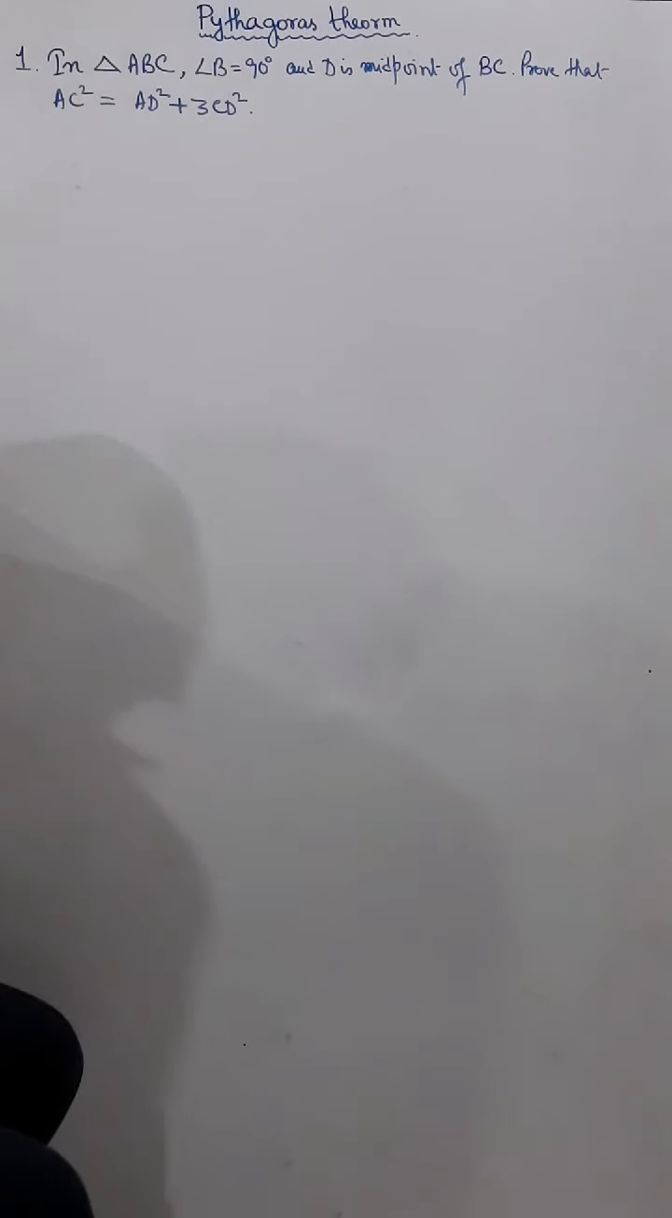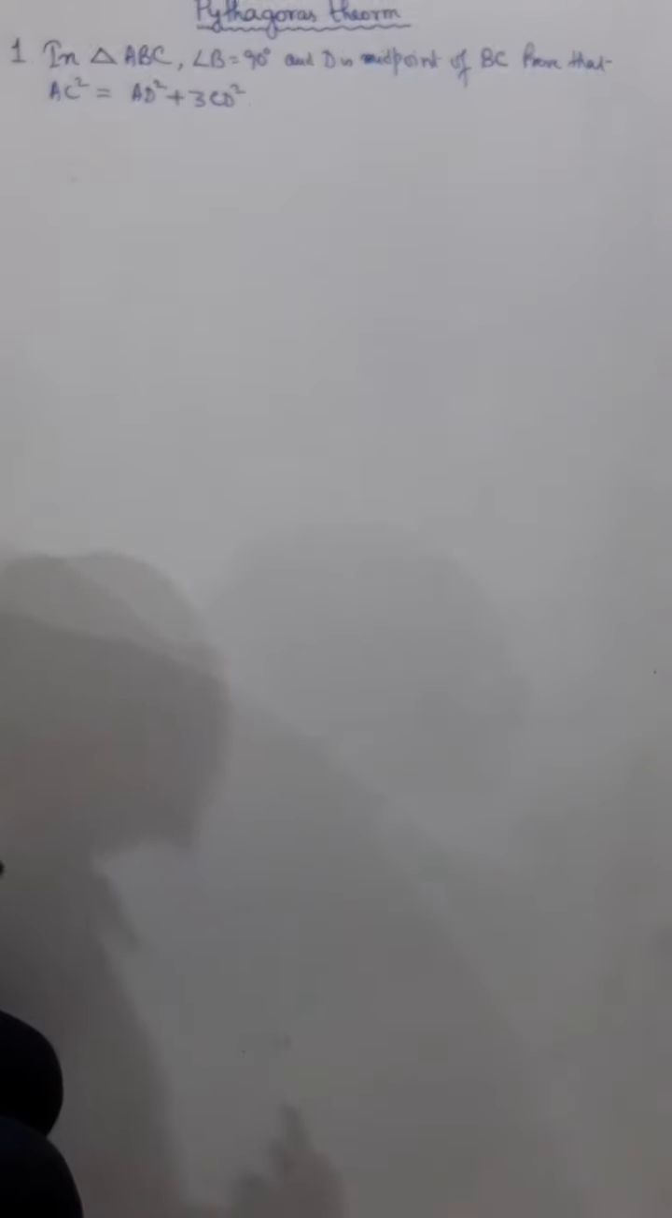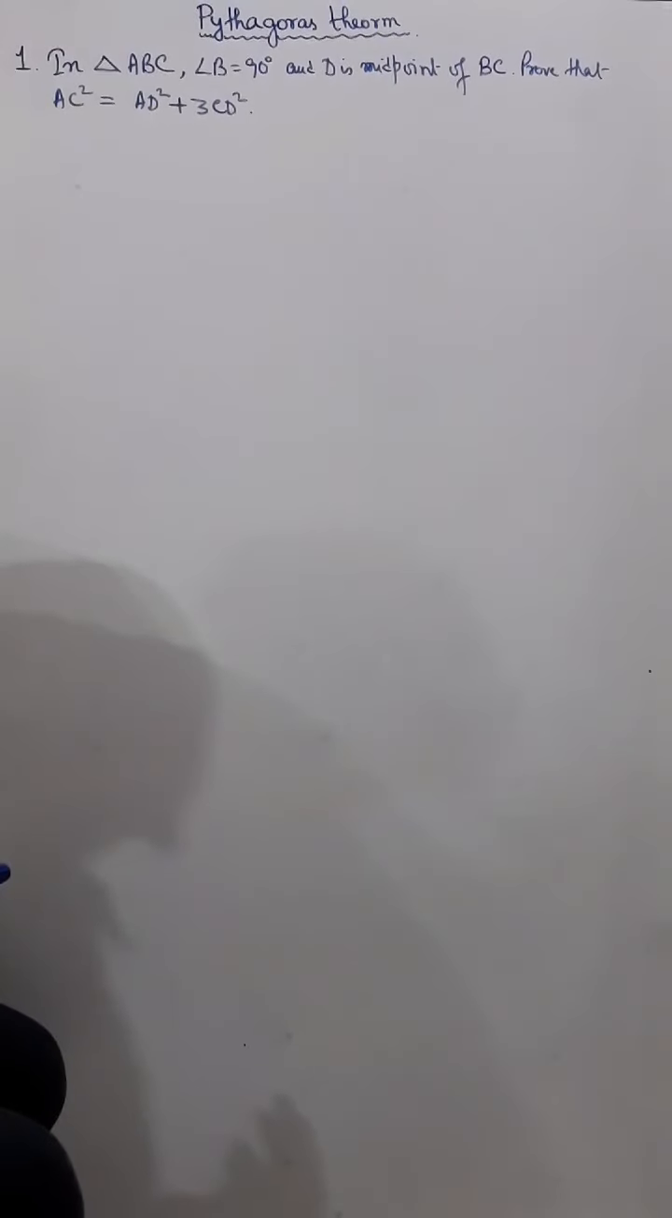Okay, students, this is Pythagoras theorem part 2. Today we will do some more sums, especially those related to proving sums. In this sum, they told us that in triangle ABC, angle B equals 90 and D is the midpoint of BC. You have to prove that AC square is equal to AD square plus 3CD square.